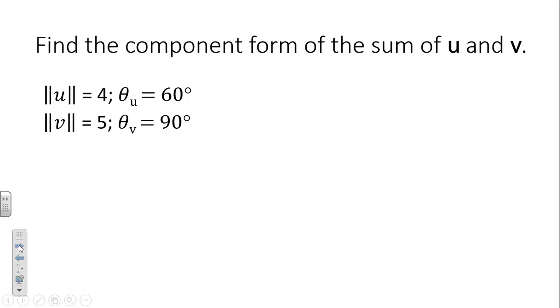Well, how did we find u plus v yesterday? Absolutely, we need to find the component forms first. Then it's very easy, right? We just add the horizontal movements and add the vertical movements and we have our answer. So how do we find the component form of u when its magnitude is 4 and its direction angle is 60?